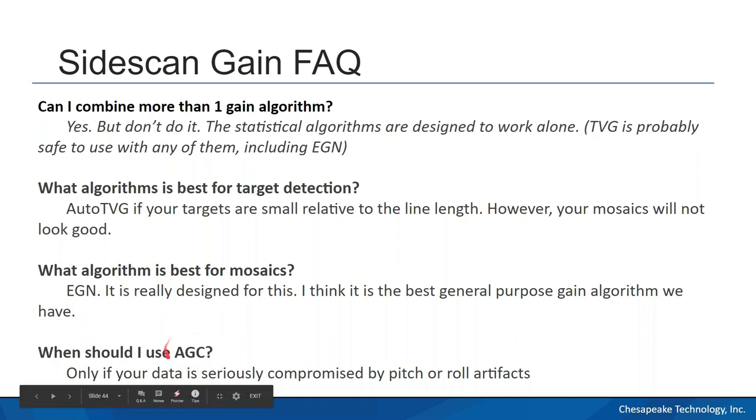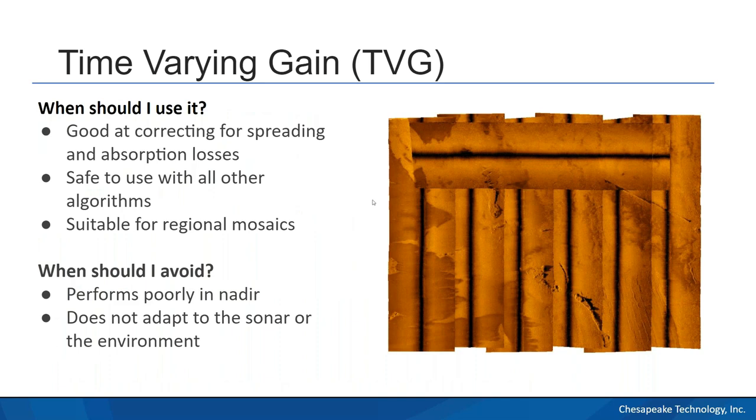Should you ever use AGC? I would only use AGC if your survey is being seriously compromised by motion of the fish. So if you've got very serious striping and, when you zoom out, it looks really awful, like zebra stripes or something like that, then I would consider using AGC. Beam angle correction, for the most part, I think is obsolete. EGN does pretty much the same thing. It's not quite as good as beam angle correction on the nadir, but maybe we can fix EGN so that it does more of what beam angle correction does.